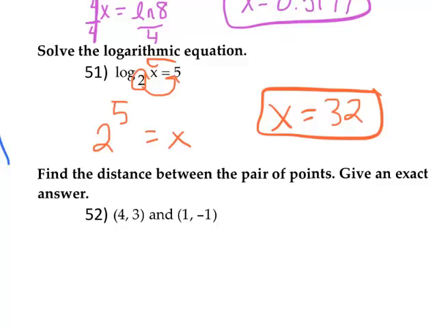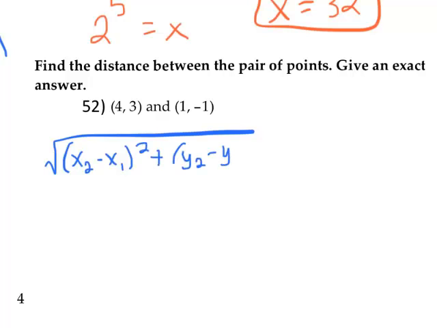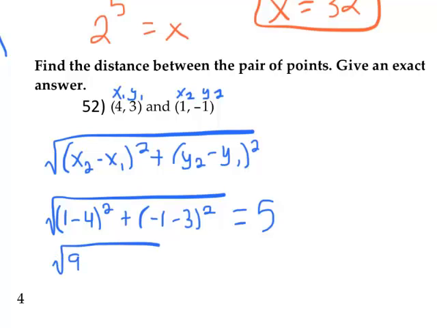And then 52, find the distance between the pair of points to give an exact answer. So we need the distance formula for that, which here is the distance formula. You subtract your x's, square them, you subtract your y's, and square them. So we're going to make x1, y1, x2, y2. So square root of 1 minus 4 squared plus negative 1 minus 3 squared. You can type this all into your calculator if you want to. We actually end up, if you do this whole thing, we get 5. Because underneath here, this should be 9, should be 16, so you get 25. Square root of 25 is 5.